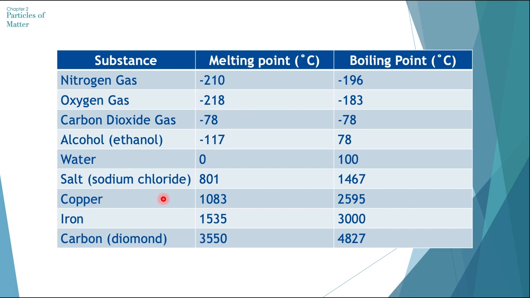Copper has a melting point of 1083 and a boiling point of 2595 degrees centigrade. Iron has a melting point of 1535 degrees centigrade and a boiling point of 3000 degrees centigrade. Carbon has a melting point of 3550 degrees centigrade and a boiling point of 4827 degrees centigrade. Okay, so these were the melting and boiling points of these common substances.